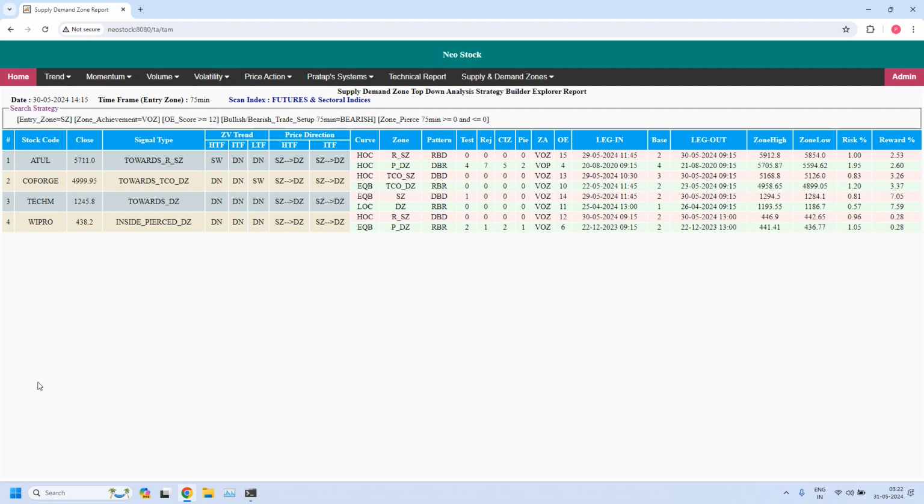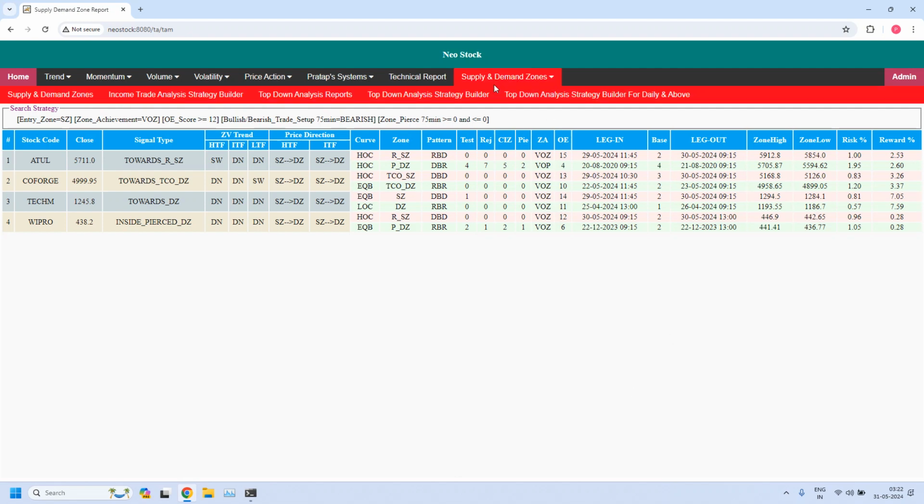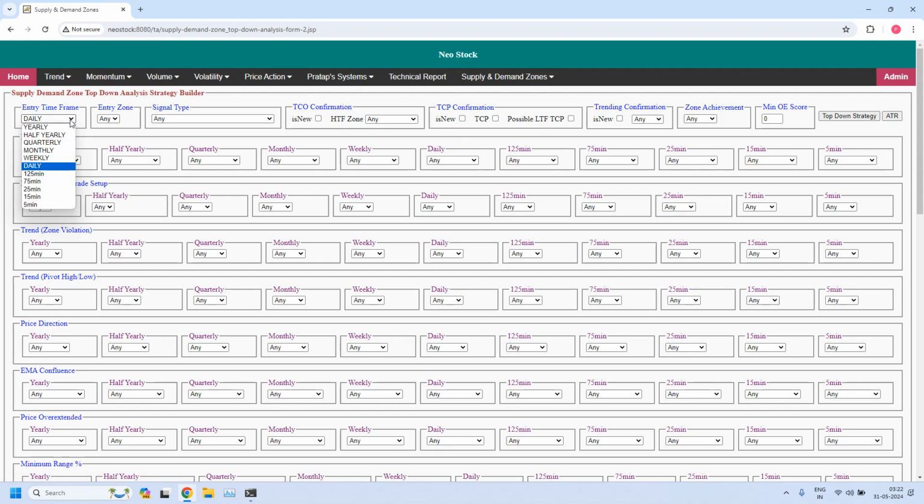Now let us generate bullish and bearish trade setup for daily income trade. For daily income trade, the entry time frame is 15 minutes and the entry zone for bullish trade setup is demand zone. And in bullish or bearish trade setup, in 15 minutes time frame, I am selecting the value bullish.